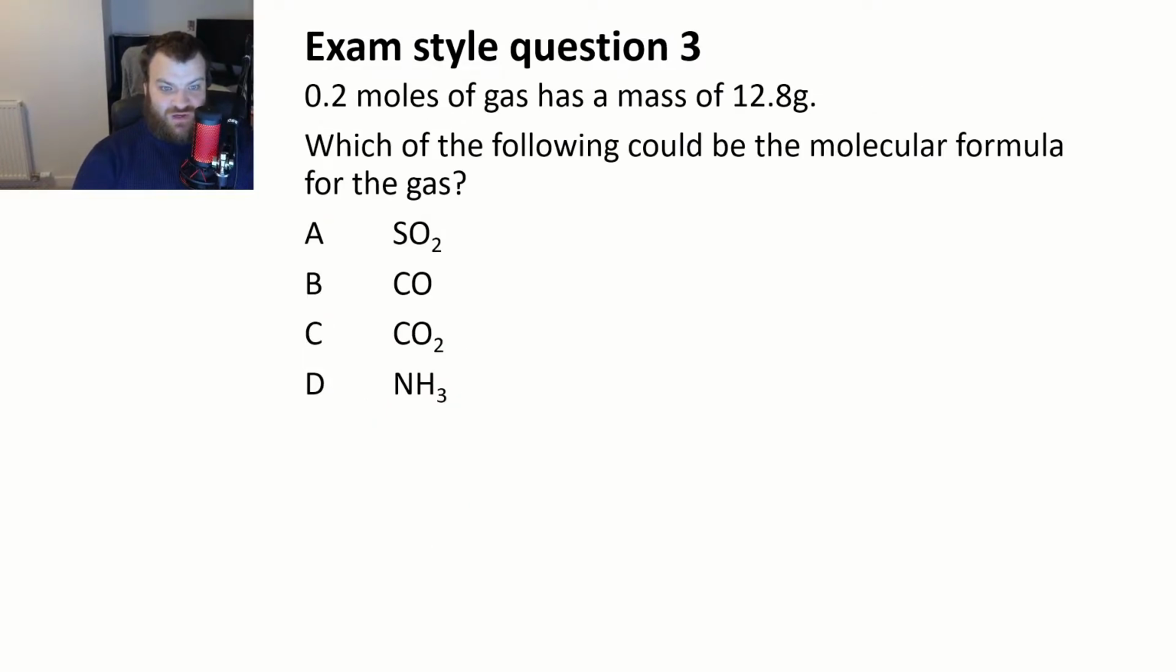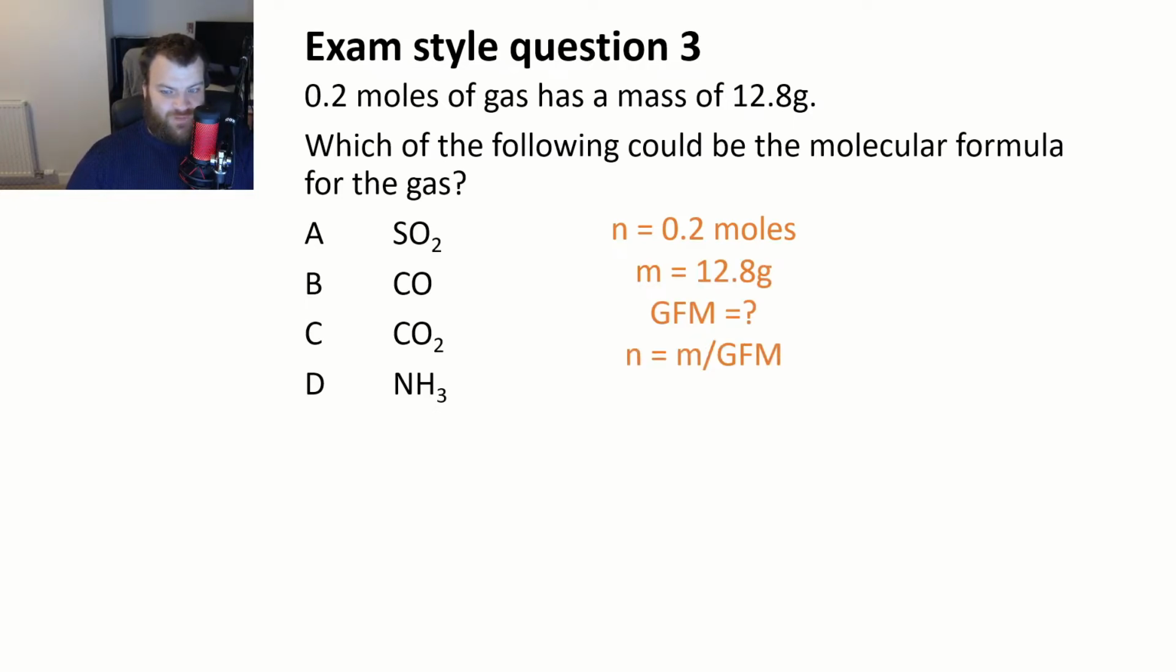In this question, we are told a number of moles of gas, and we're told the mass that that number of moles has, 12.8, and we're asked which of the following could be the molecular formula for the gas. We know our n, we know our m, that means we can work out our GFM. So n equals m divided by GFM, so GFM equals m over n. This gives us 12.8 divided by 0.2, giving us a GFM of 64 grams per mole.